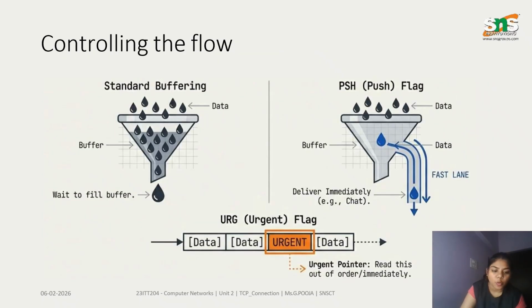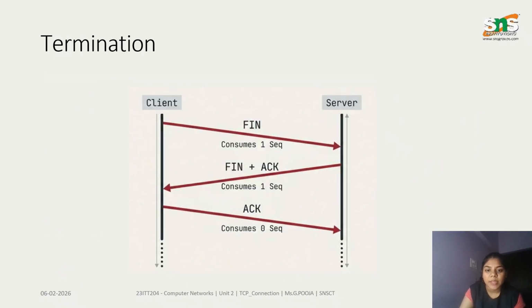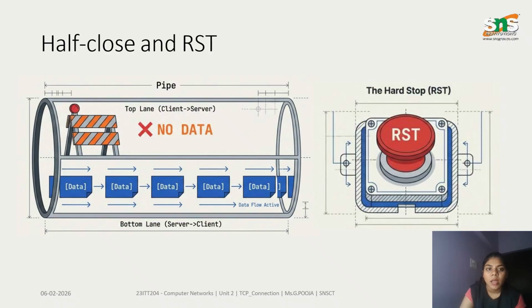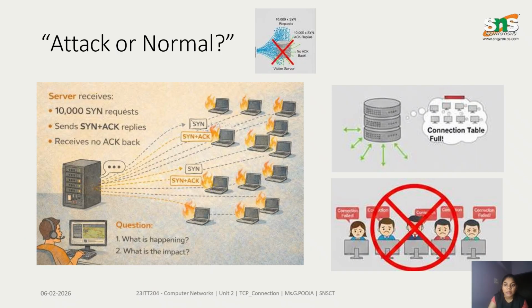This is flow control. TCP continuously adjusts the speed to avoid overwhelming the receiver. First it uses buffering, and then the push flag and an urgent pointer, where the data is read out of order or immediately. And this is how the termination is done. As I explained before, it consumes zero sequence numbers at the end. This is the half close or reset, just a figure, and then this is the attack or normal case, also represented in a picture format.